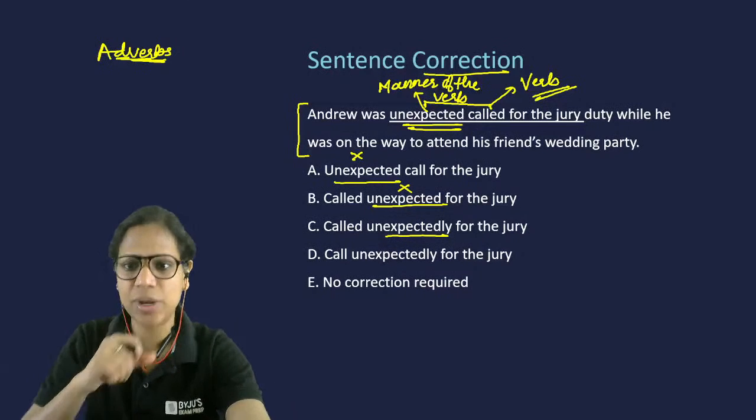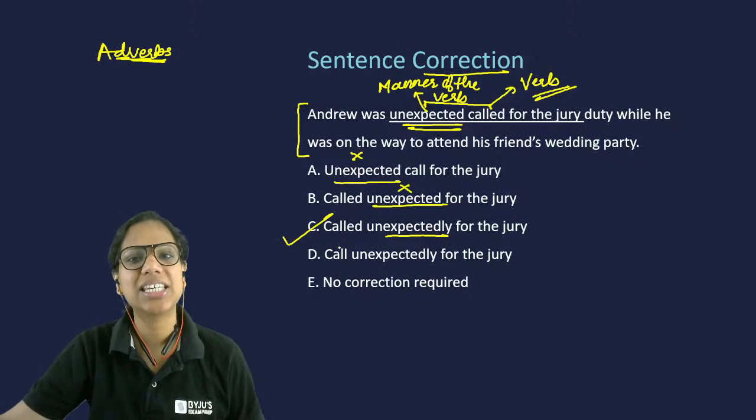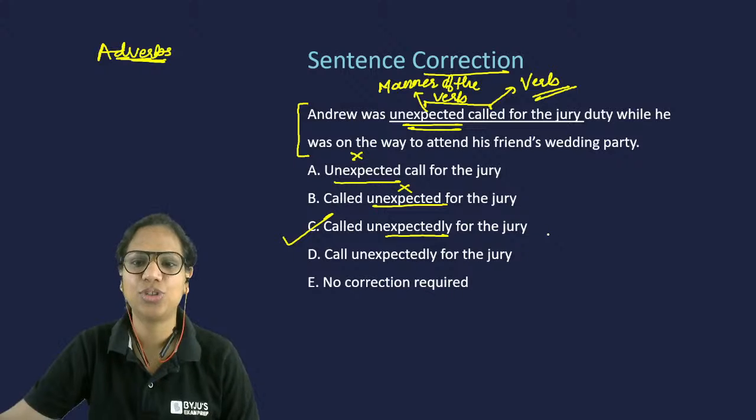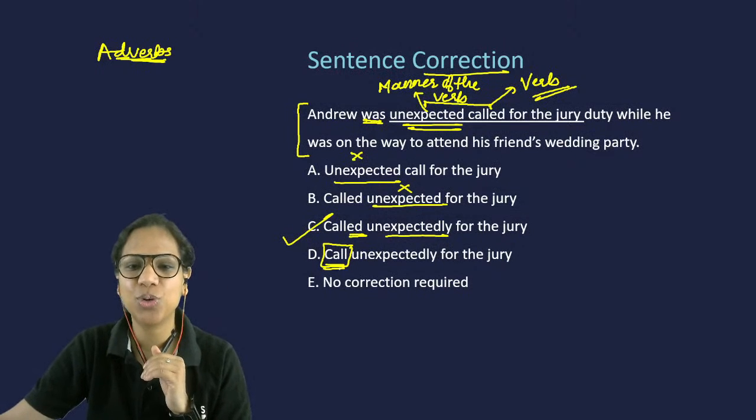Okay, so excellent. Pratyusha, Lokesh, Sri, absolutely correct. C is the answer, called unexpectedly for the jury duty. Okay, this is incorrect because we have a was here. So we have to use the ed, the past simple form of the verb, right? I cannot use the base form of the verb.